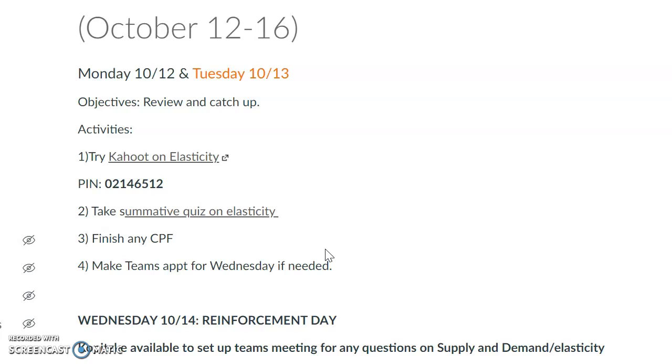Let's just go through a little bit of where we need to be and where we're at as far as getting caught up here with Unit 2 and finishing up Unit 2 and moving on to Unit 3. So last week, we wrapped up elasticity. Hopefully, you've done the Super Diner, and you can take the summative quiz if you haven't yet on elasticity here in Canvas and finish this up. Maybe try a Kahoot on elasticity.